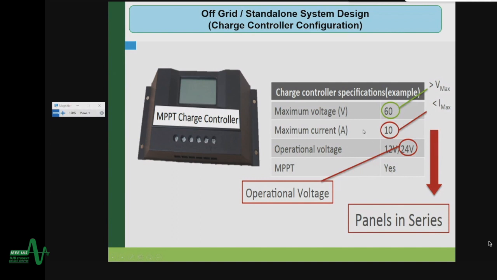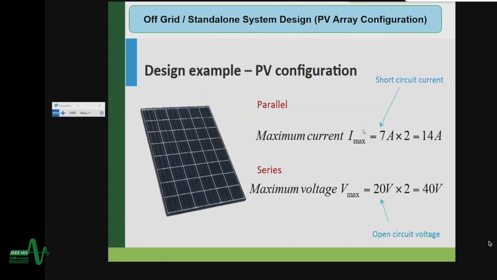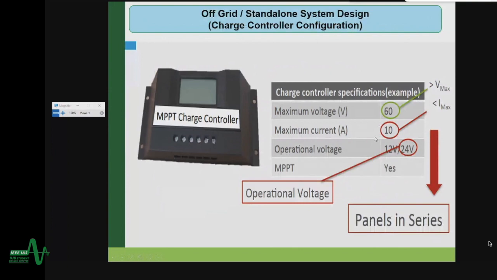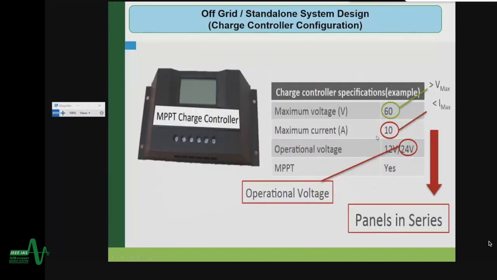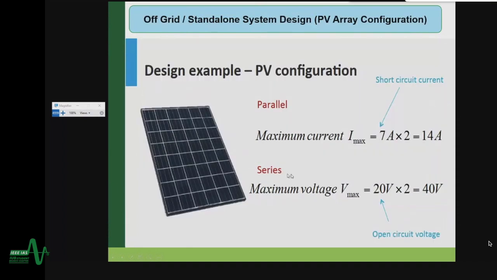So now we have to consider the PV panel with this system. We have to compare it. Let's go to the former slide. It shows that whenever we are connecting it in parallel, that time 14 ampere is required. So does it allow 14 ampere? No. The maximum amount of current which it can handle is 10 ampere. So that means this option we can't do it. Okay, we can't use that option.